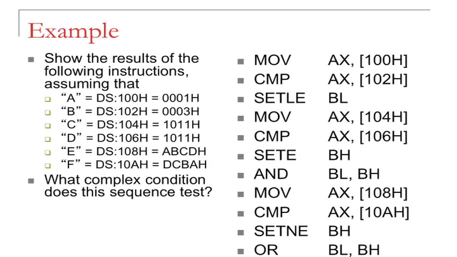Exactly. So the conditional branch instructions are the actual assembly code that will be generated when the compiler looks at the if-then-else in your high-level language programs.